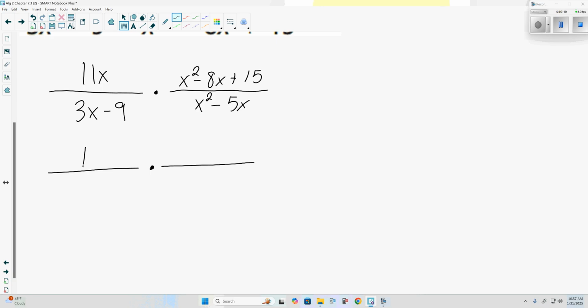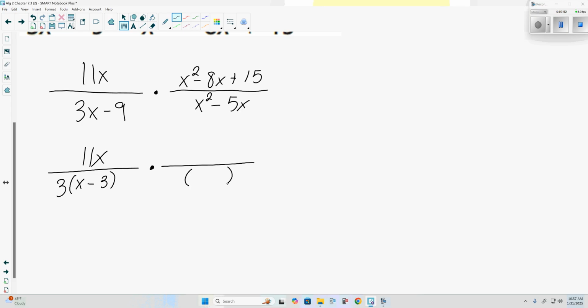Now the first numerator is just going to be 11x. That's as simplified as it gets. Now just like the previous one, our two denominators both do have a greatest common factor. What would be the greatest common factor with 3x minus 9? 3. So if we factor the 3 out of the 3x, we get x. If we factor the 3 out of 9, we get 3.